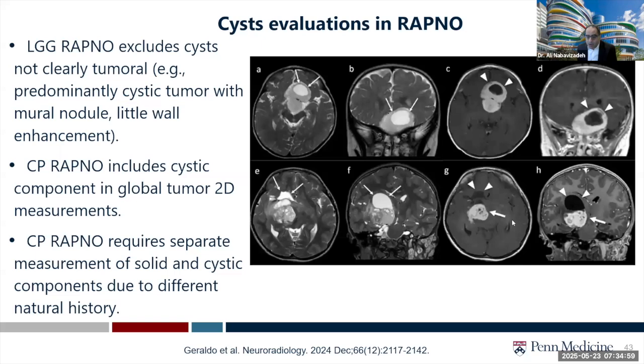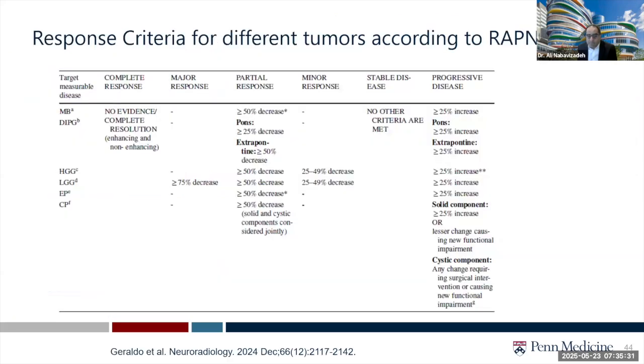On the other hand, in the bottom row, you can see a cyst that shouldn't be included in the tumor measurement. It is located at the interface of the tumor and the brain, and you can see that there is no significant enhancement in the cyst wall. So this would be a cyst that wouldn't be included in the tumor measurement. For craniopharyngioma, the cystic and solid tumor components should have separate measurements.